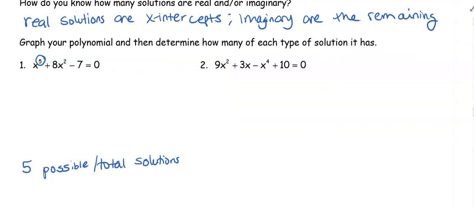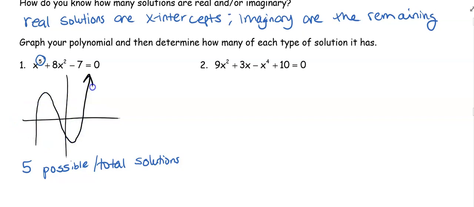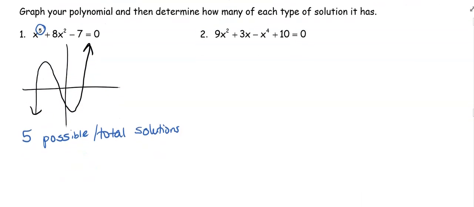All right, so I'm going to sketch that graph here. Now I know that I'm going to have 5 total. When I look here, I have 1, 2, 3 real solutions because I have 3 x-intercepts. Now if I have 5 total and 3 real, that means that there are 2 left over, so there are 2 imaginary solutions. This is the fundamental theorem of algebra. The degree tells us our total, and then we can figure out real and imaginary by the x-intercepts. Remember, we can't use graphing to find the actual imaginary solutions. That's why it's what's left over.